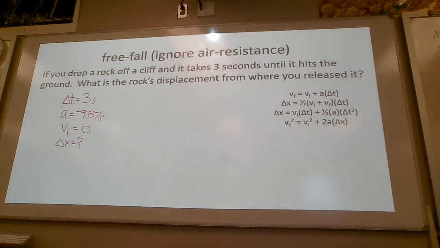How would you describe the motion of something in free fall? Is the velocity constant or is it changing? It's changing. So therefore, what equations should we use? Kinematics. Okay. Now, what I want you to do is pick, don't tell. I want everybody to pick which equation is appropriate for this scenario. Tell your neighbor.